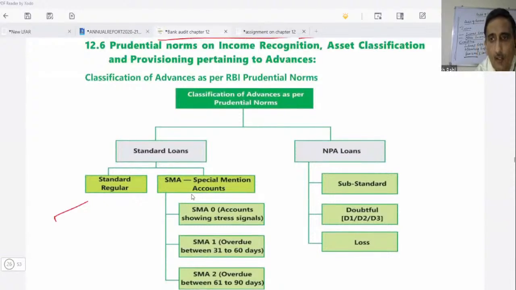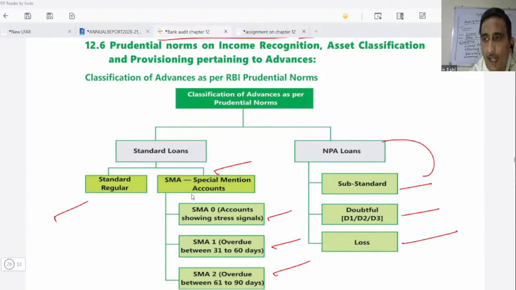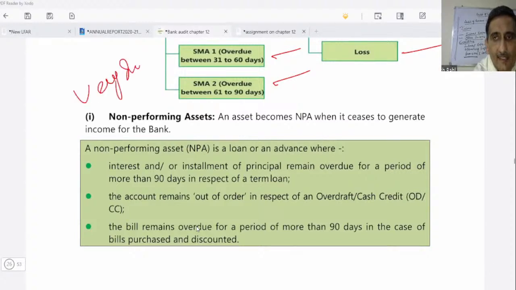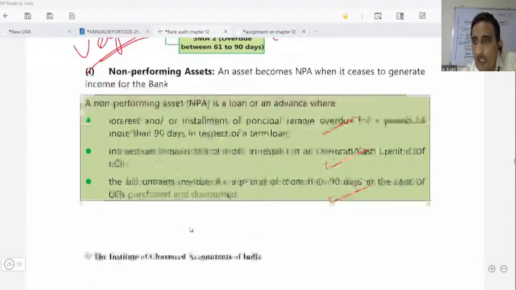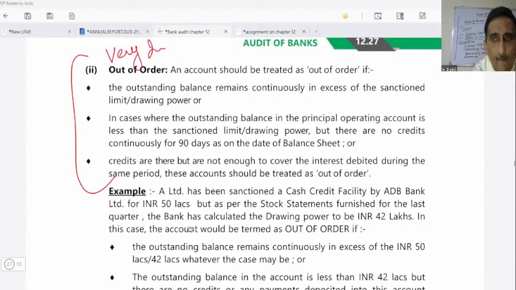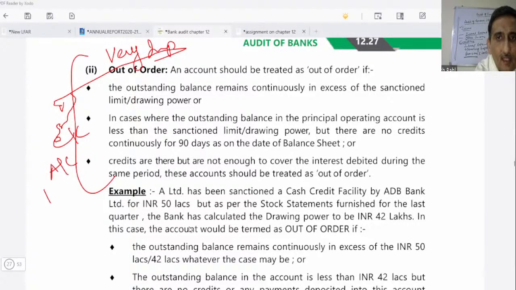What are standard accounts? What are SMA accounts? SMA 0, 1, 2, NPA, substandard, doubtful, loss. And there is also then provisioning. What are the conditions of NPA? Very important. When an asset becomes NPA: 90 days norm for term loan, out of order for CC, bill remaining overdue for a period of more than 90 days. Then when a CC account becomes out of order, this is also very important.